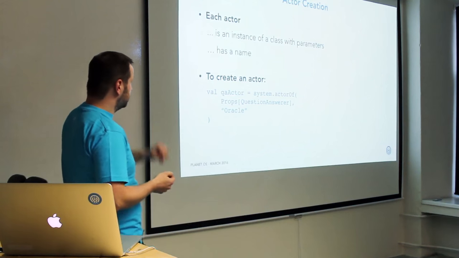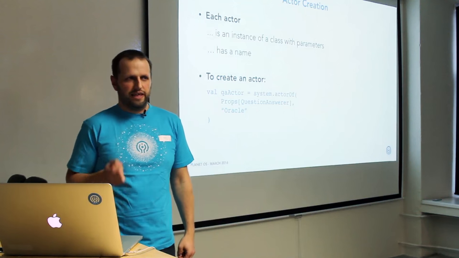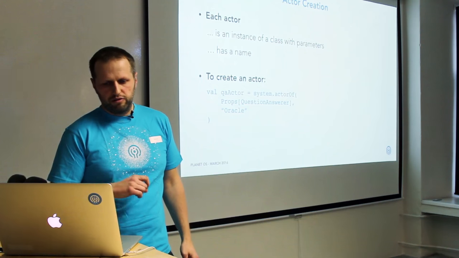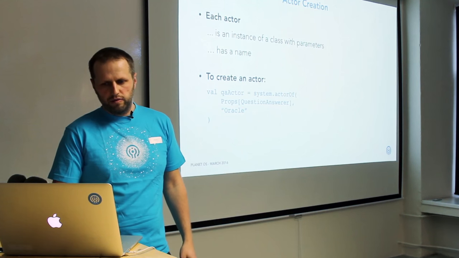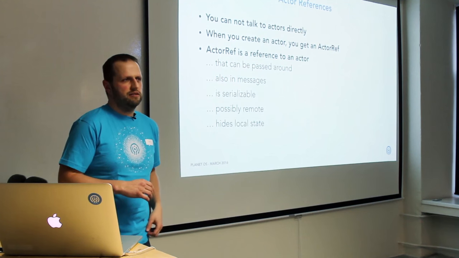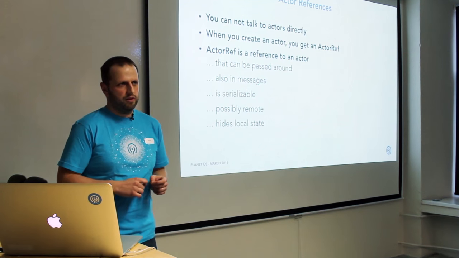So here is an example of how to create an actor. You don't do it yourself. You ask the actor system to create an actor for you. So you have to give it the type of the actor, and you have to give it the name of the actor. But what you get in response is not an instance of the class that you specified. Instead, it's a reference to an actor.